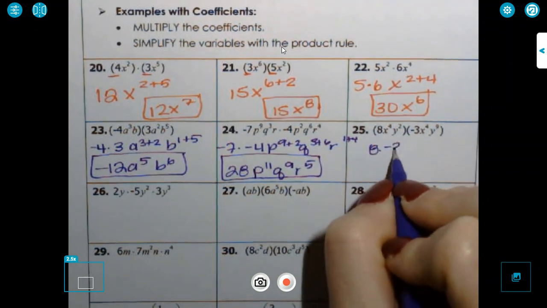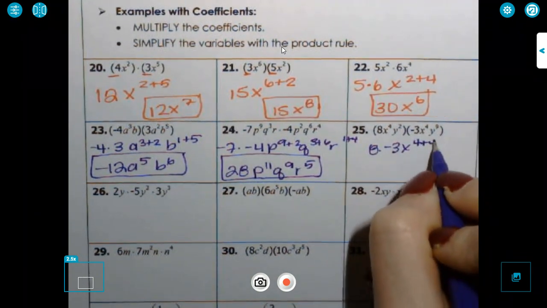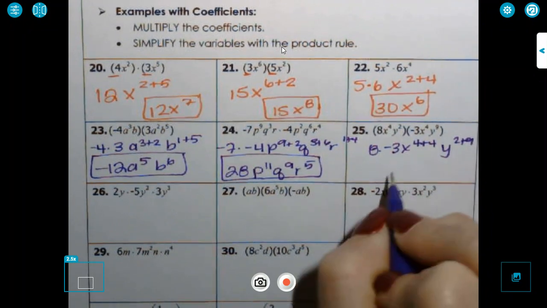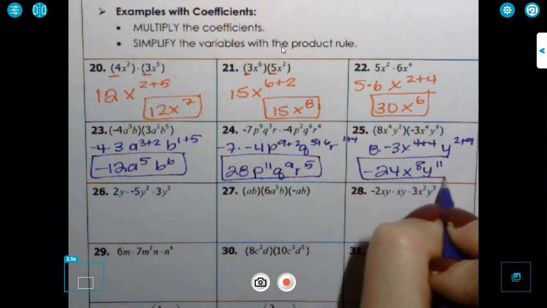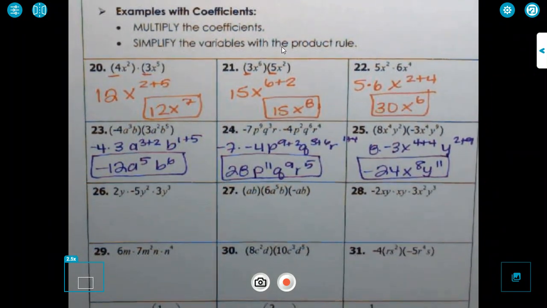Okay? 8 times -3, and then x to the 4 plus 4, and y to the 2 plus 9 gives me -24x to the 8th, y to the 11th.